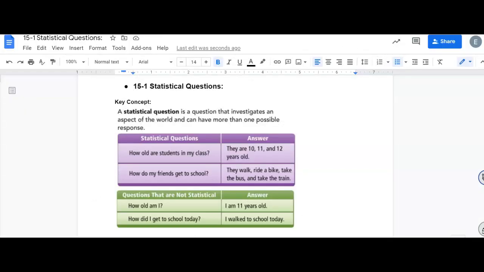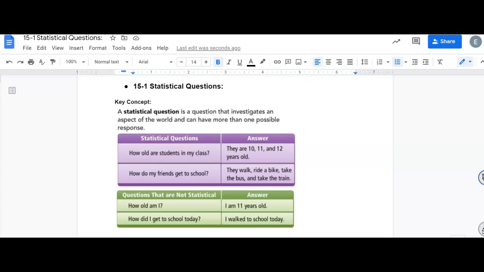A statistical question is a question that investigates an aspect of the world and can have more than one possible response. As long as it has more than one possible response. So an example of a statistical question is, how old are the students in my class? How old are you, Ella? 12. How old are you, Aiden? 12. How old are you? 11. Do we have multiple different answers? Yes. You would be around 11, 12, 10, 13. We're all different. All right?